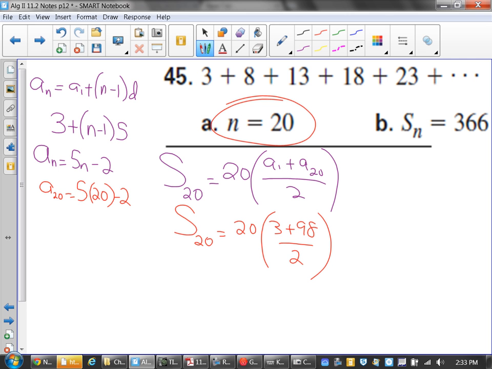Like in the one we just did, it was the 30th term, so why wasn't the 91 a 32? No, the a sub n was the 91. The n value was still 30. Let me finish this and I'll show you. What's half of 20? What's 3 plus 98? 101. Add a 0.